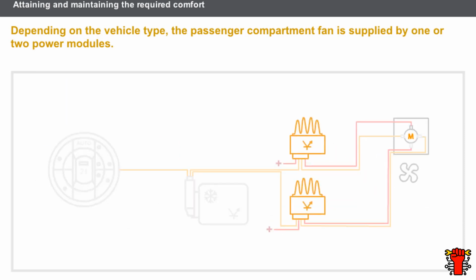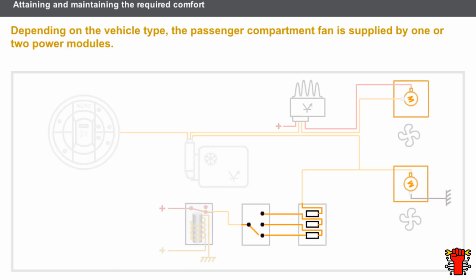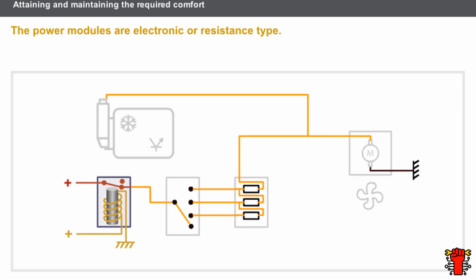In the case of multi-zone ventilation, vehicles are fitted with two power modules. There are two types of configuration. Either the vehicle is fitted with a 4-pole passenger compartment motor and two electronic power modules, or the vehicle is fitted with 2x2-pole passenger compartment motors. In this case, the front motor is supplied by an electronic power module, and the rear motor is supplied by a resistance power module. Let us look in detail at the control of the passenger compartment fan according to the type of circuit power module.